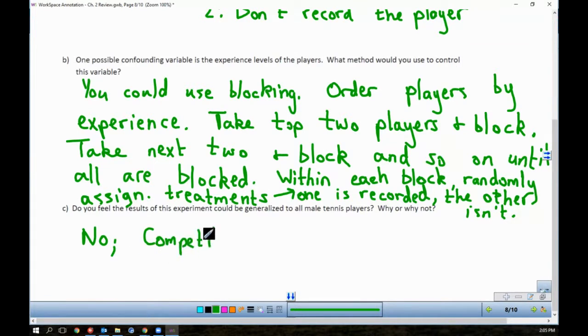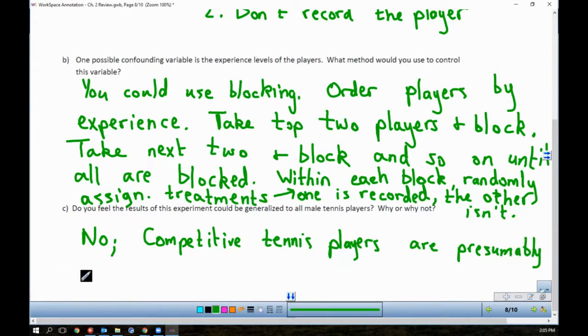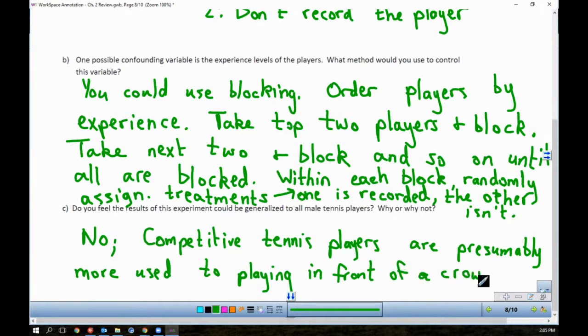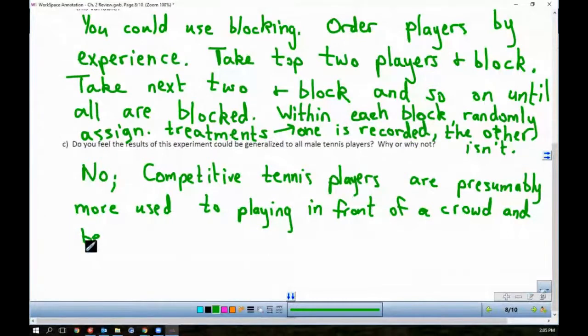Competitive tennis players are presumably more used to playing in front of a crowd and being recorded.